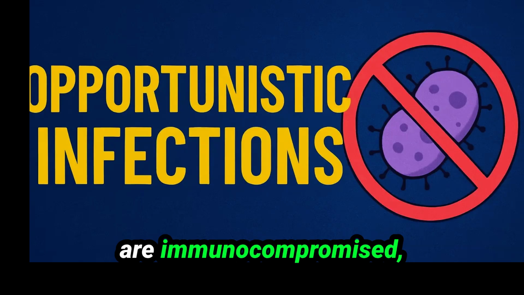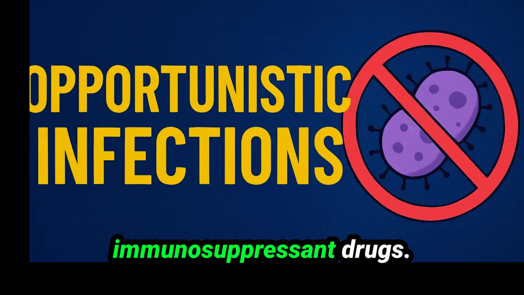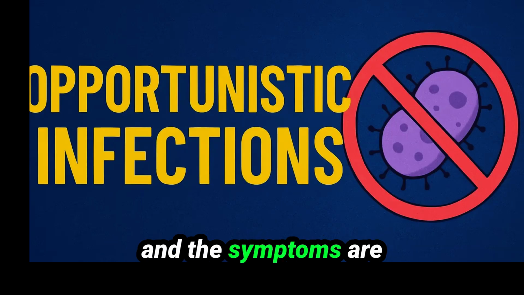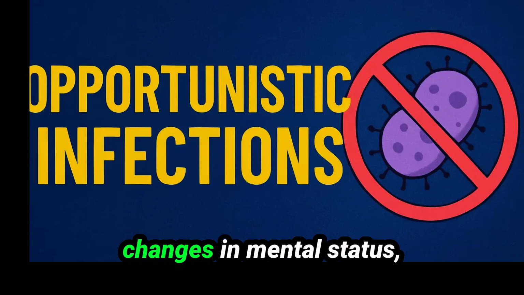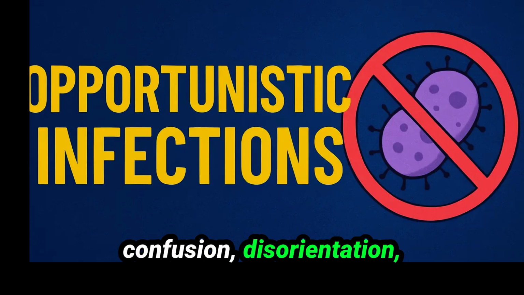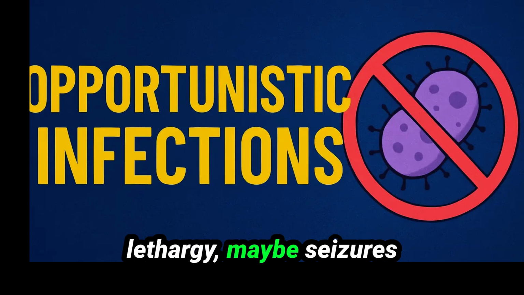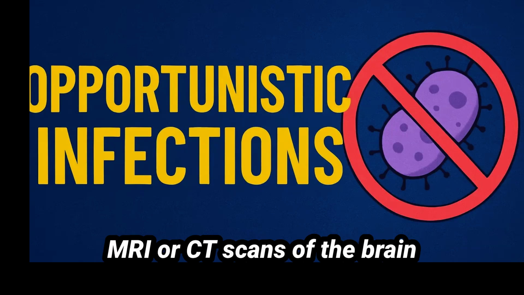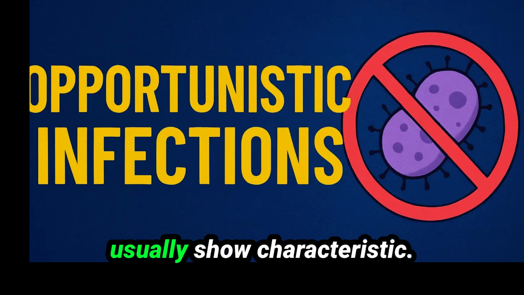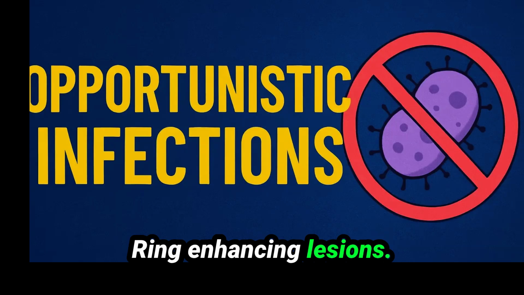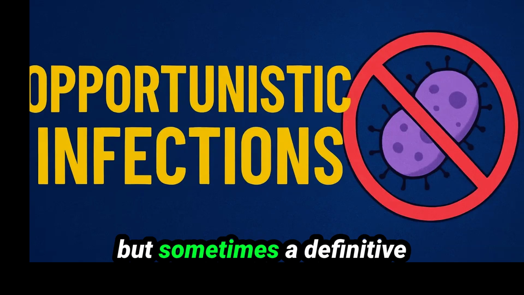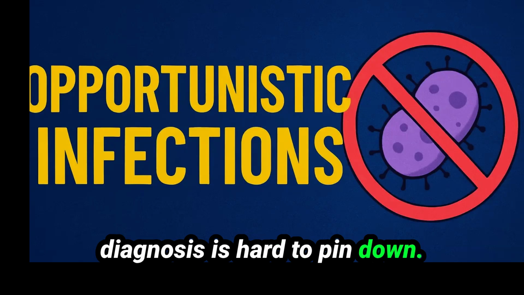But in people who are immunocompromised, like with AIDS or on immunosuppressant drugs, they're at high risk for acute severe toxoplasmosis. And the symptoms are neurological? Typically, yes. Changes in mental status, confusion, disorientation, lethargy, maybe seizures or focal deficits. Diagnosis can be challenging. MRI or CT scans of the brain usually show characteristic ring-enhancing lesions. CSF testing by PCR can help. But sometimes, a definitive diagnosis is hard to pin down.